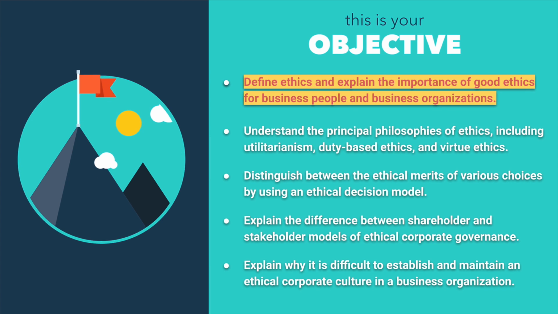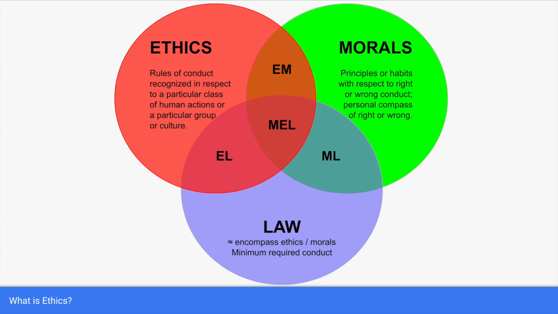Now, let's start with the first of these objectives and define ethics and explain the importance of good ethics for business people and business organizations. Let's take a look at how law differs from ethics and why a good reputation may be more important than legal compliance. How do we distinguish between ethical or moral or even legal responsibilities of individuals and also those we ascribe to businesses or even nations?